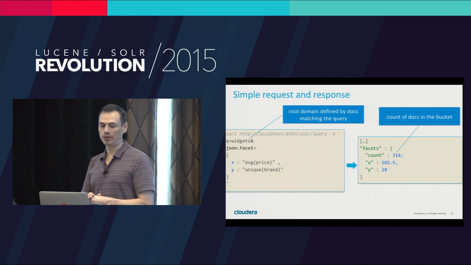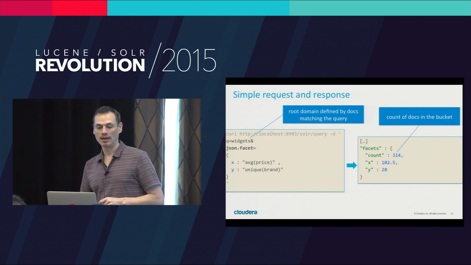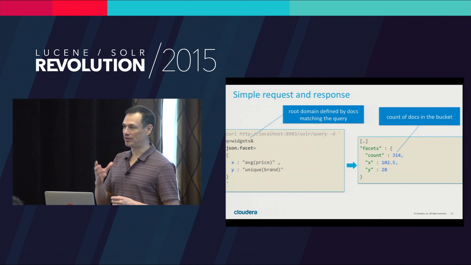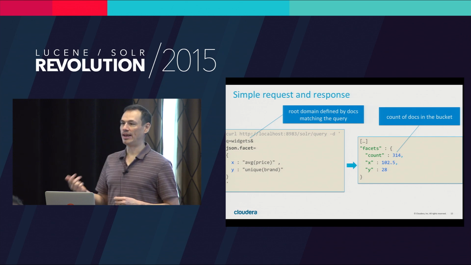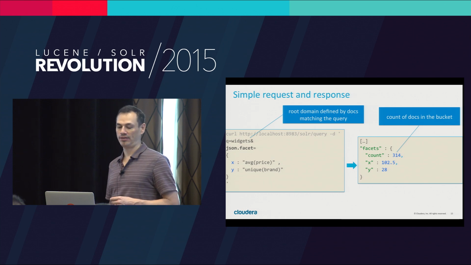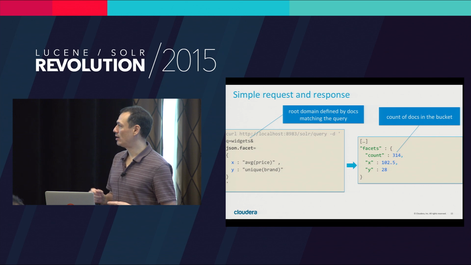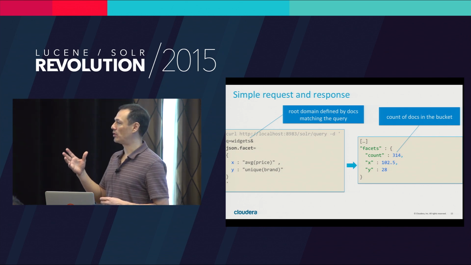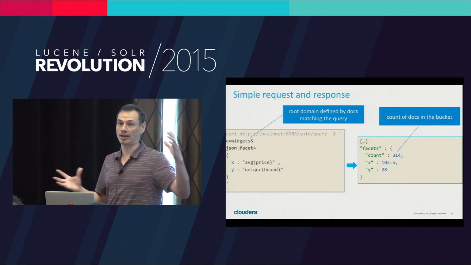So let's look at a simple request and response in the new JSON facet API. It's really the simplest thing. We just have this new JSON.facet parameter, and we are asking for the average price and name it X, and the unique number of brands, name it Y, and you see that's what we get back on the right-hand side. We also get back count, which is just the number of documents that were in our root domain. The root domain defined by the documents that are query matched.